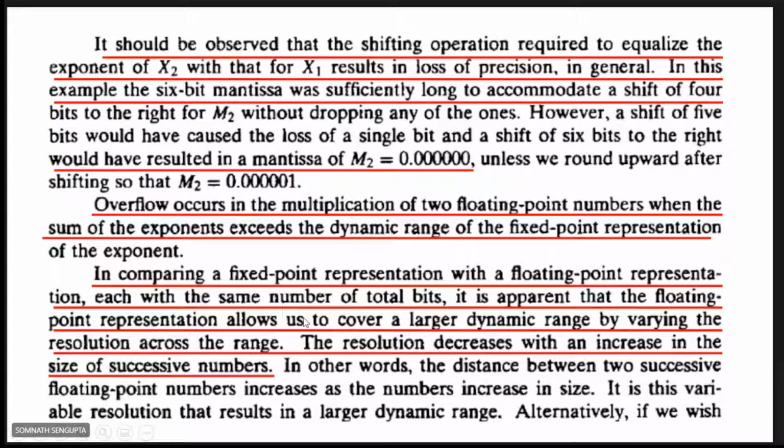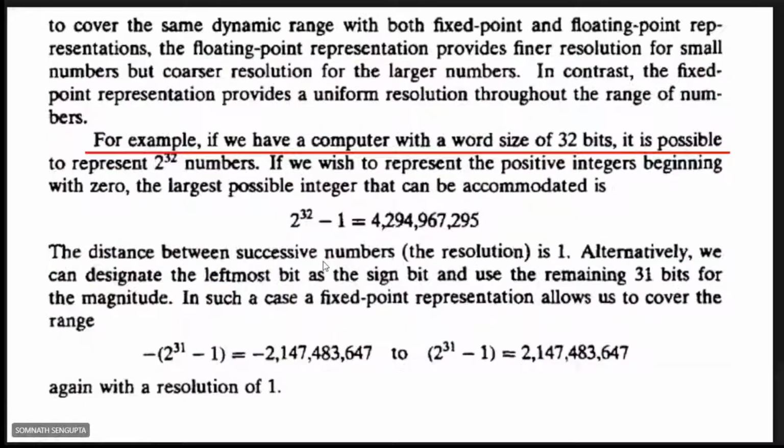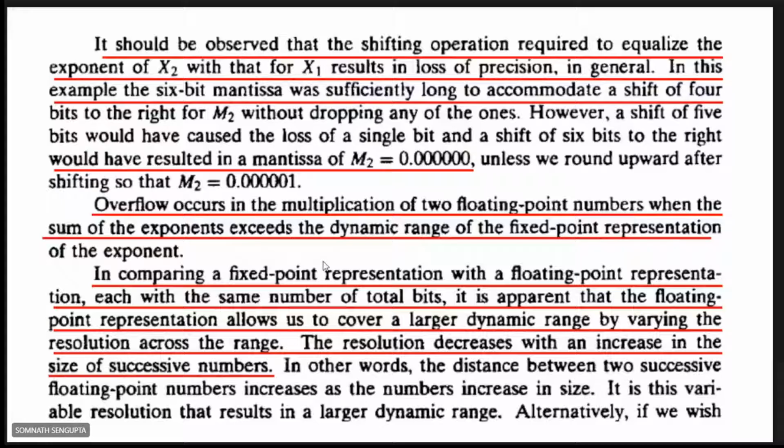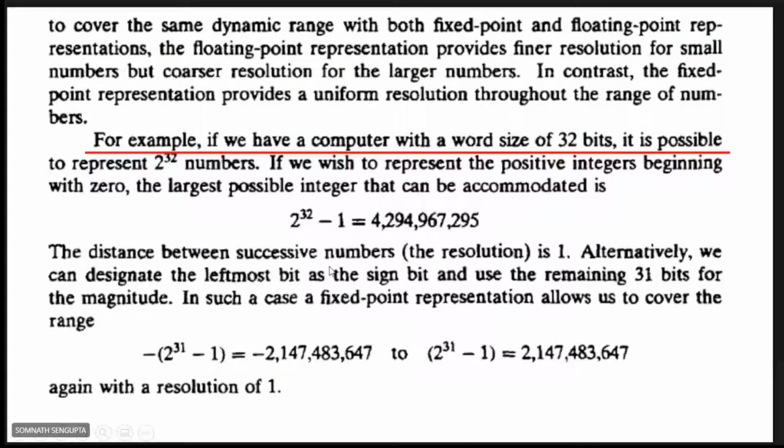So here one particular case is considered, where fixed point and floating point have been compared. So let us see with this example that if we have a computer with a word size of 32 bits, it is possible to represent 2 to the power 32 numbers.